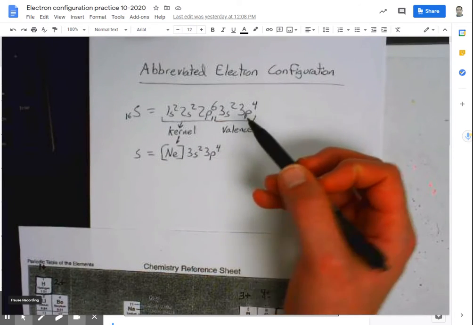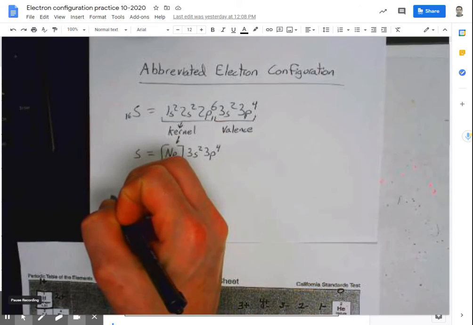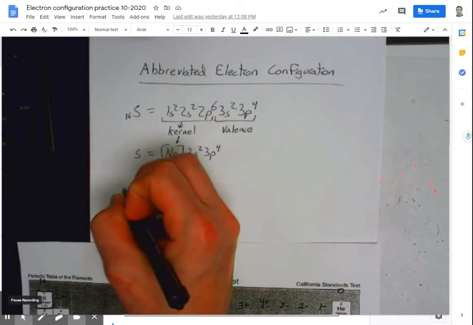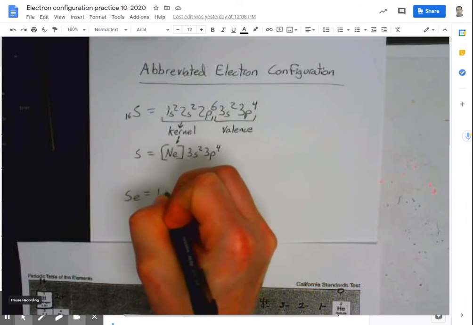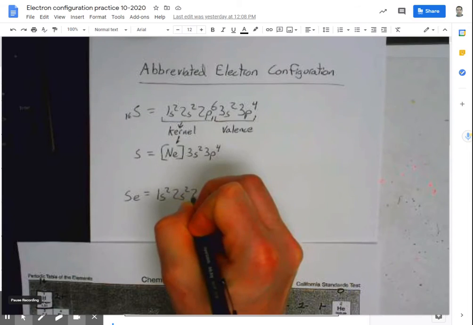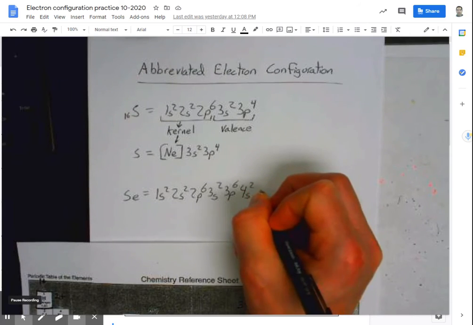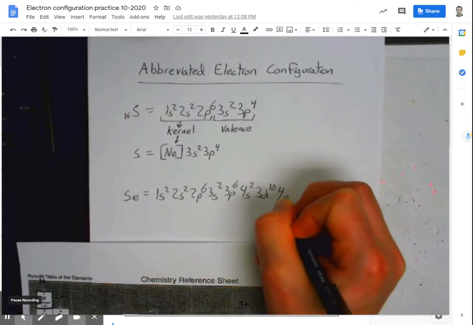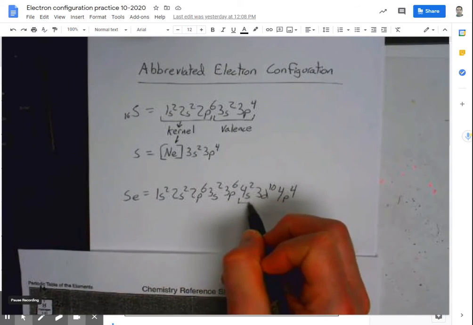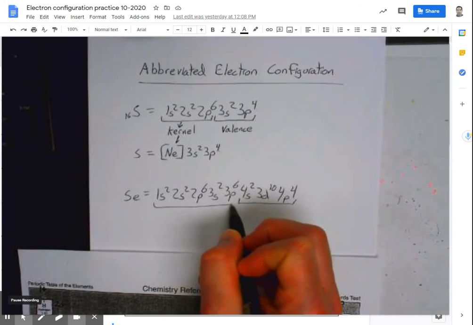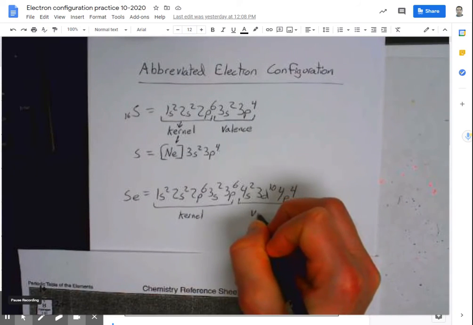So if we do something crazy like, I don't want to go too crazy. Let's do selenium. We know that that is going to end in 4p4. So if I write out the electron configuration, we can abbreviate that as well. So here is the outermost energy level. Here is all of the inner ones. So this is the kernel, and this is the valence.